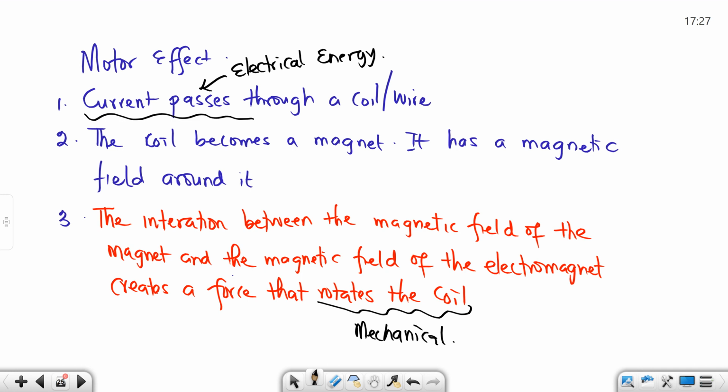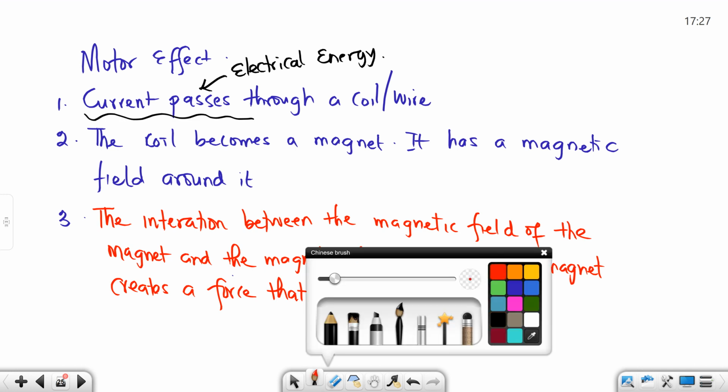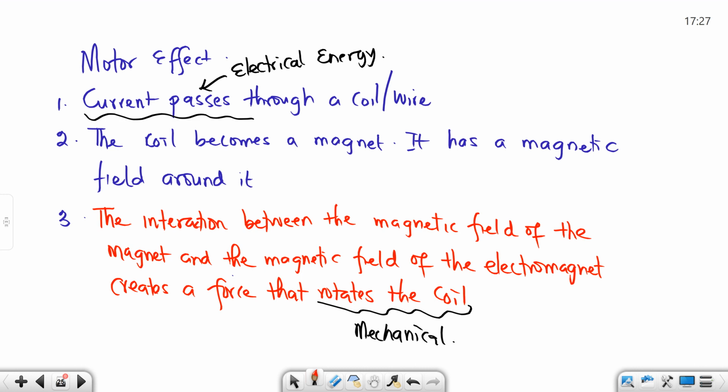So we pass current through a coil, it becomes a magnet in another magnetic field. The repulsion there creates what? The movement. So the interaction, spelling, interaction, between the magnetic field of the magnet and the magnetic field of the electromagnet causes a force that rotates what? The coil. It keeps rotating.